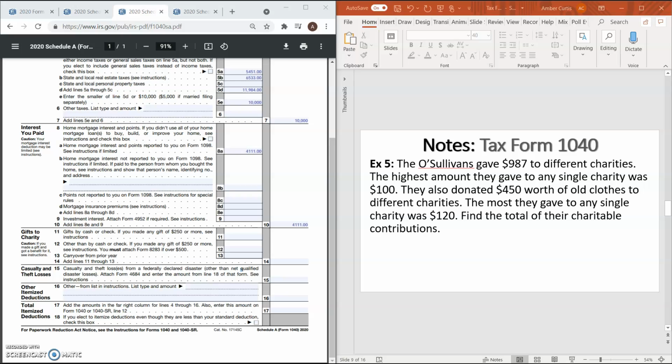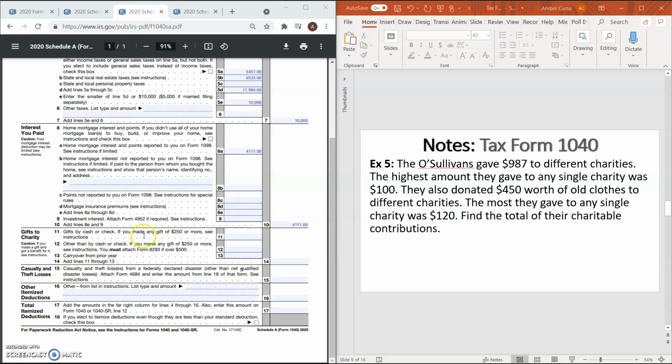All right, so now we're going to pick up from where we left off. Gifts to charity section. The O'Sullivans gave $987 to different charities. The highest amount they gave to any single charity was $100. They also donated $450 worth of old clothes to different charities. The most they gave to any single charity was $120. Find the total of their charitable contributions.